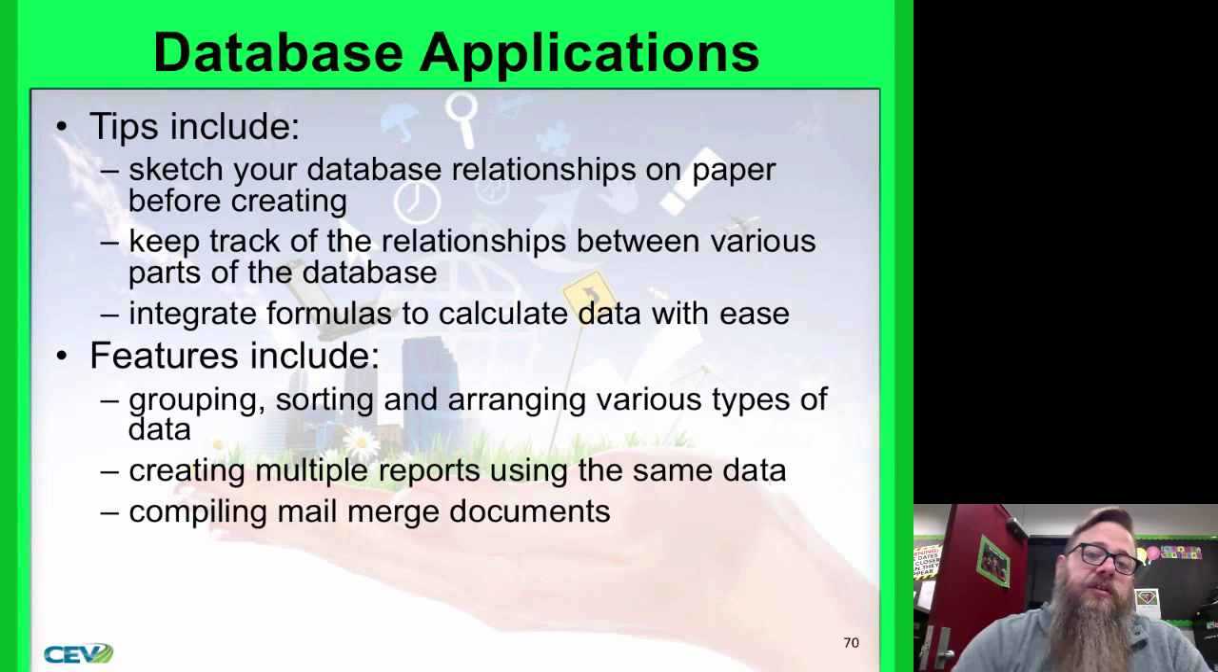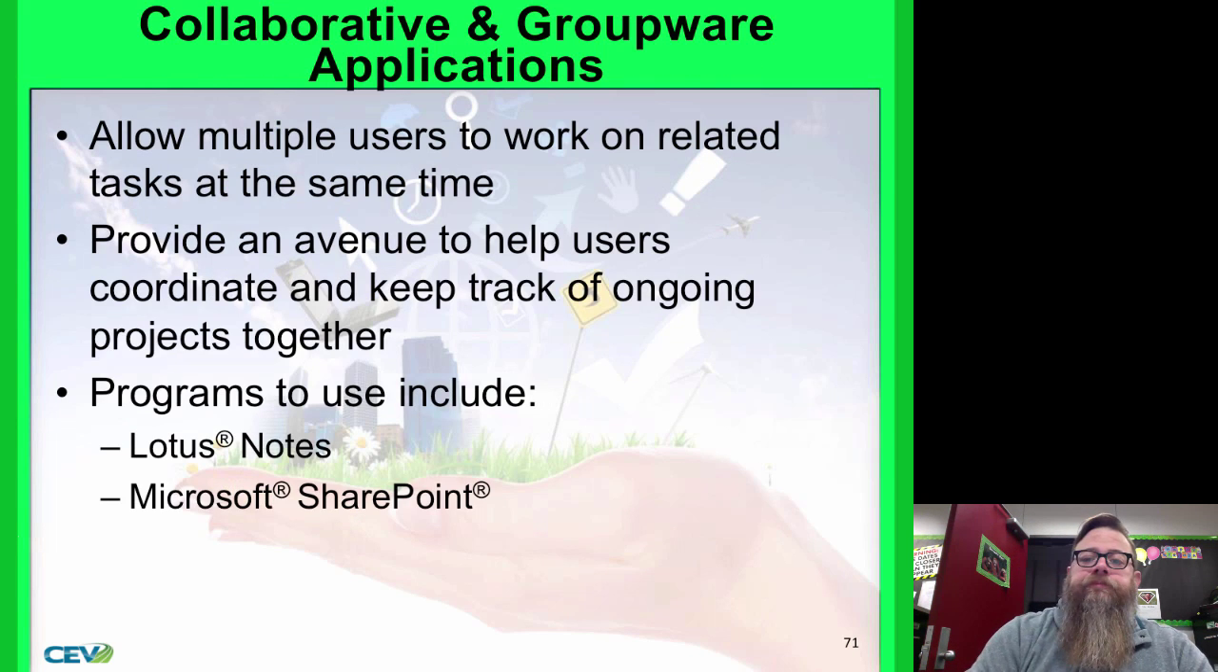Some of the features include grouping, sorting, and arranging various types of data, creating multiple reports using the same data, and compiling mail-merged documents. Now, we also have collaborative and groupware applications. Basically, collaborative and groupware means that a lot of people can work on the same application or document at the same time. So it will allow multiple users to work on related tasks at the same time. It provides an avenue to help users coordinate and keep track of ongoing projects together.